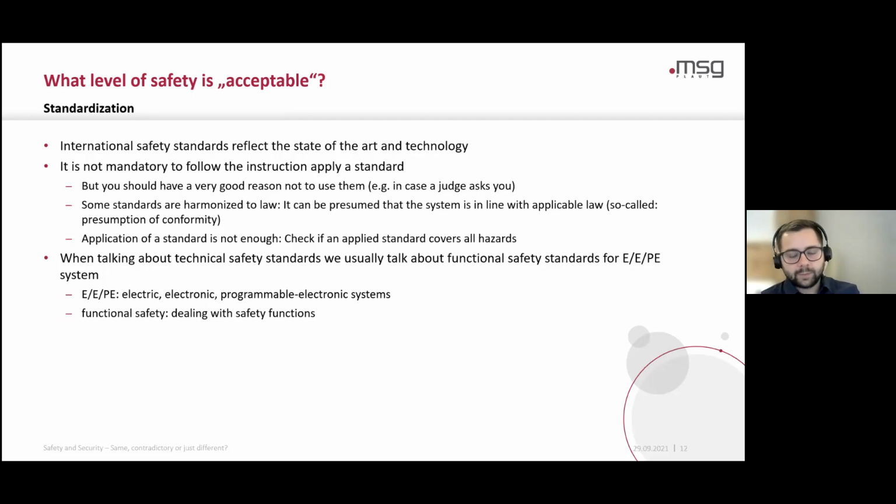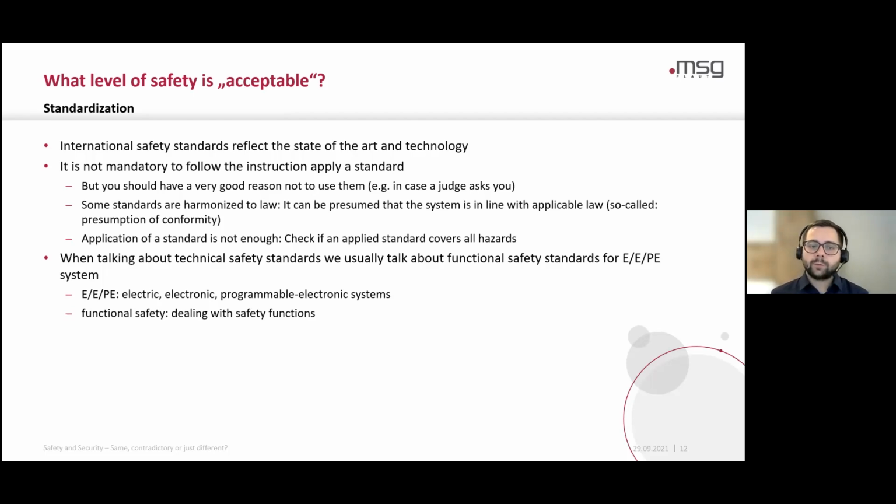So is it acceptably safe? Why is it a presumption? We still need to have an assessment. We still need to do all the necessary checks and validations and maybe also certifications. So it is not enough to use the standards.